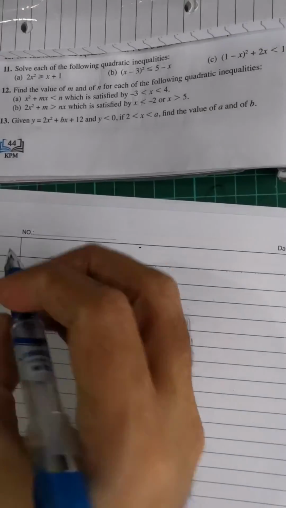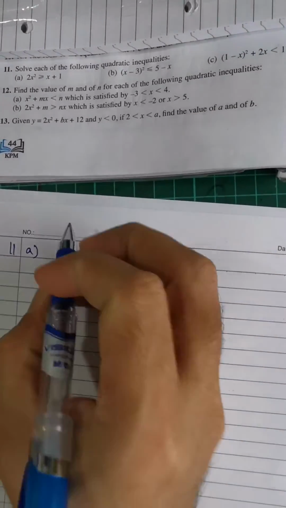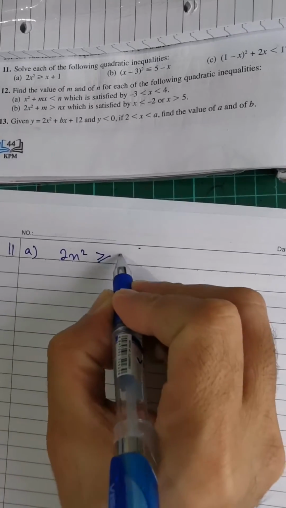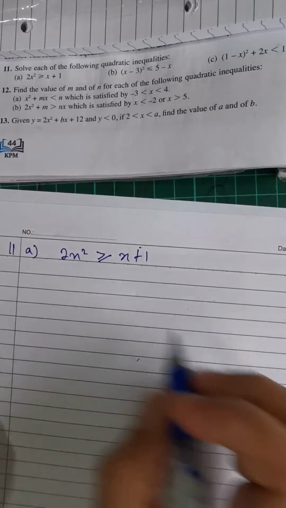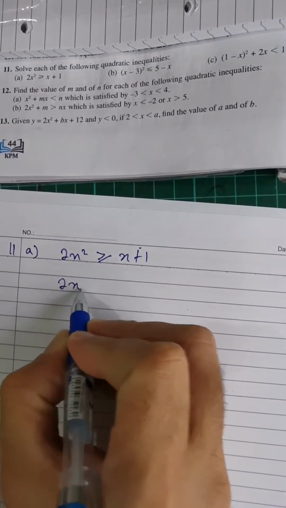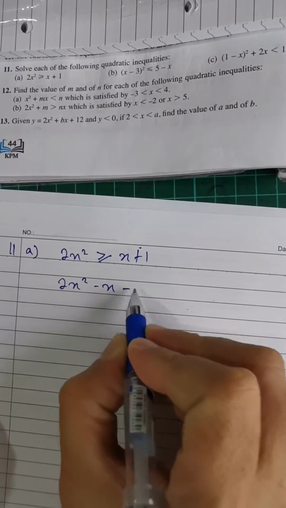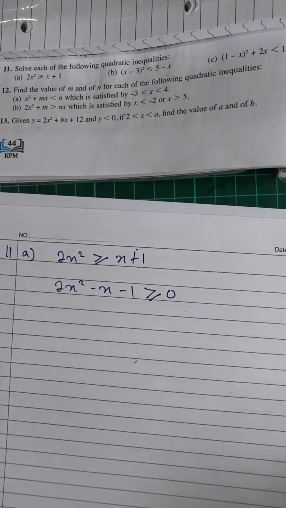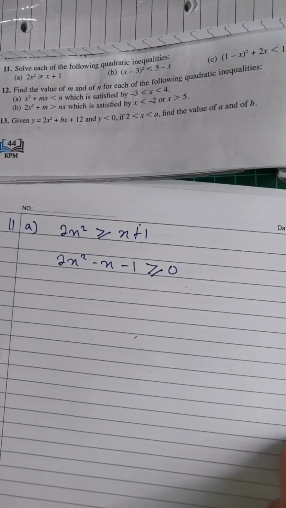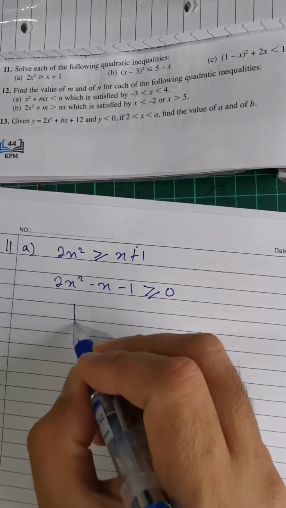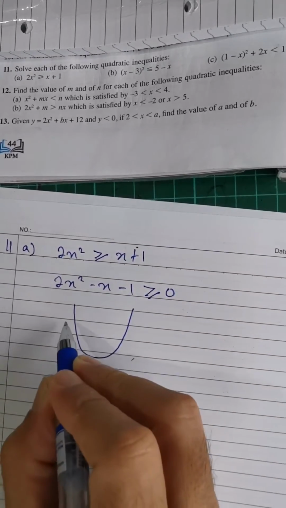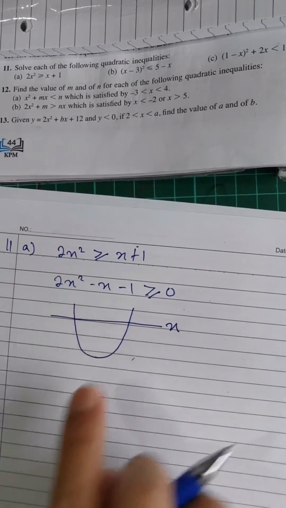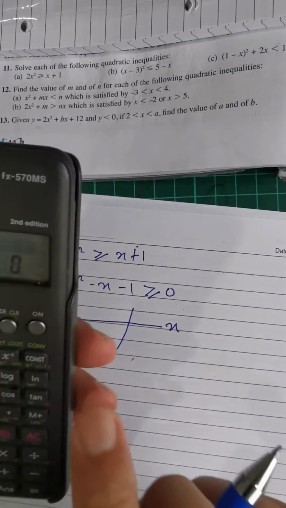Okay, number 11a, 2x squared larger than or equals to x plus 1. So make it into general form, 2x squared minus x minus 1 larger or equals to 0. So using the graph method, draw the graph, and here is the axis. Okay, find the roots of the quadratic equations.